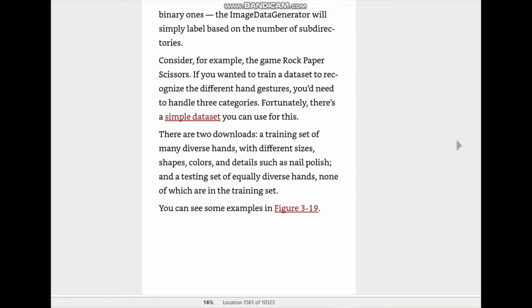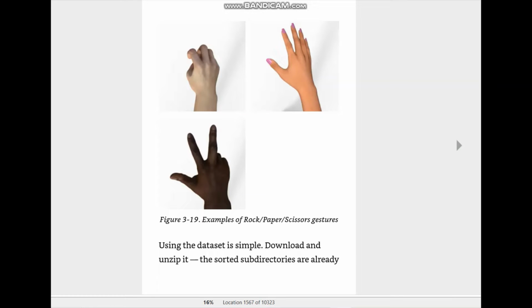Consider, for example, the game rock, paper, scissors. If you wanted to train a dataset to recognize the different hand gestures, you need to handle 3 categories, right? Fortunately, there's a simple dataset you can use for this. There are 2 downloads: a training set of many diverse hands with different sizes, shapes, colors and details such as nail polish, and a testing set of equally diverse hands, none of which are in the training set. So there are 2 downloadables, one is our training set and one is our testing set. We'll see it when we are actually writing the code.